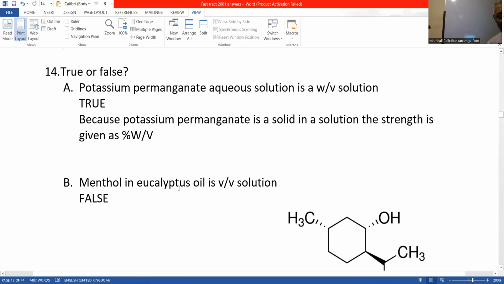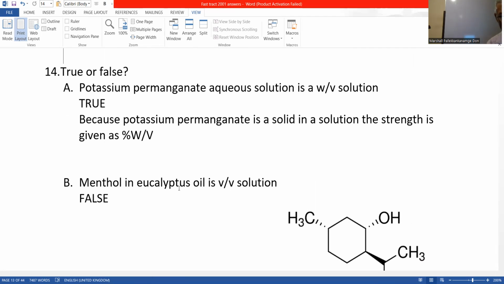True or false? Potassium permanganate aqueous solution is a weight by volume solution. That is true, because potassium permanganate is a solid. So you weigh in grams and dissolve in water. So it is weight by volume.